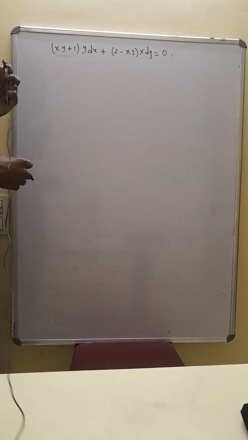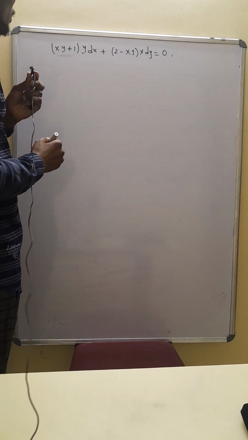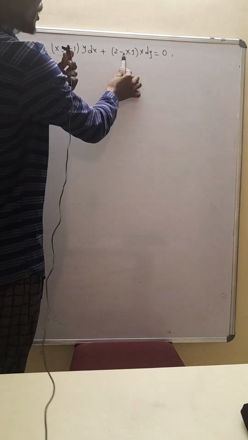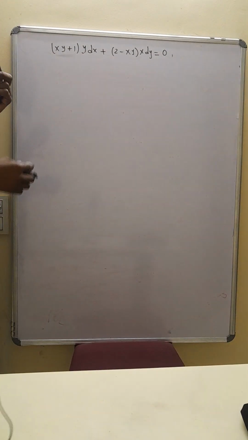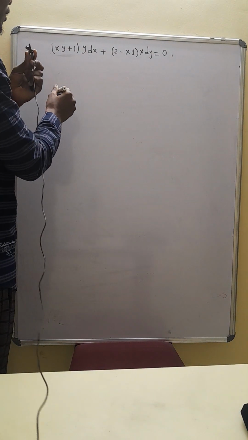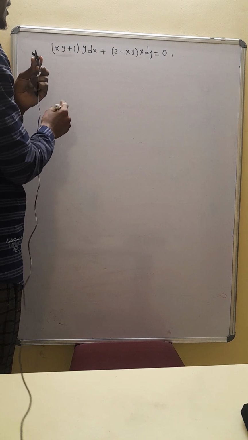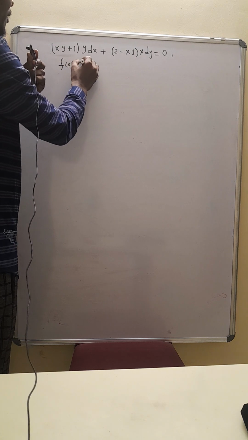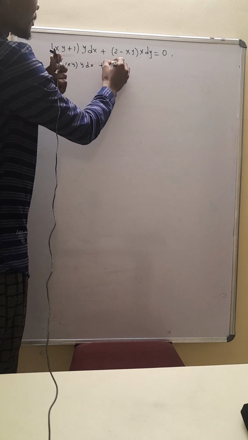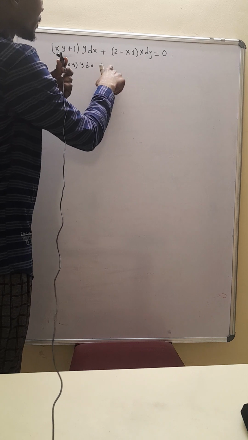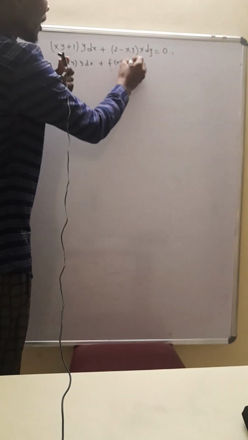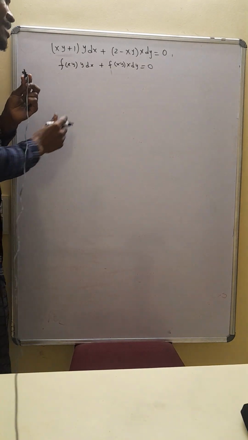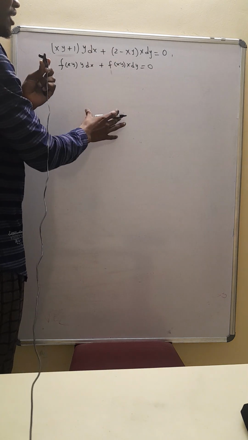Suppose we have this first equation. This is the first equation that we are going to solve. So we have (xy squared plus y) dx plus (2 minus xy) x dy. If you see this closely, you will notice that this equation is in the form of f of xy times y dx plus f of xy times x dy equal to 0. So this actually is in this form.